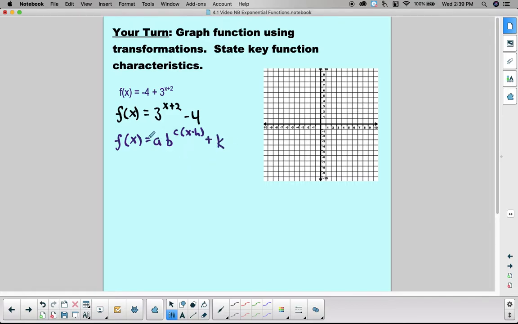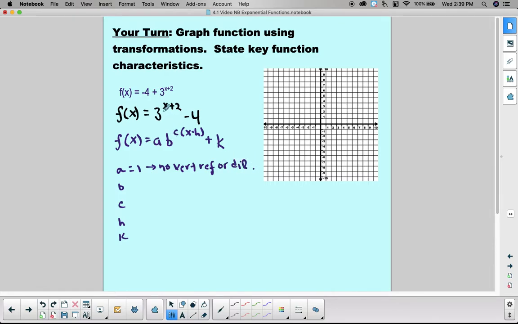So now we want to figure out what a, b, c, h, and k are. So a is equal to 1 because that's what's multiplying 3 there. So a is equal to 1. So that means we have no vertical reflection or dilation.